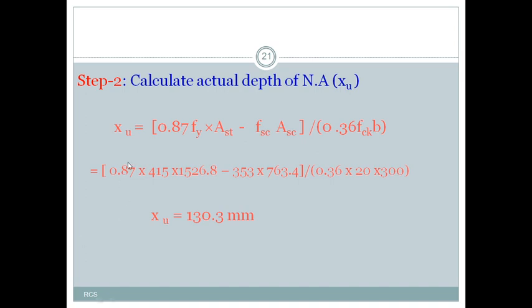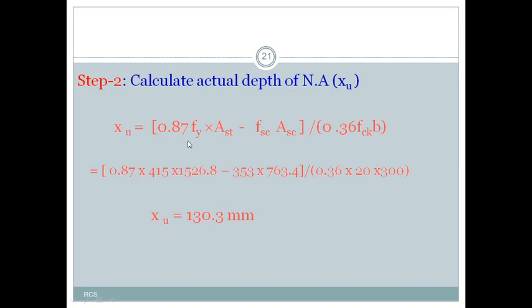After rearranging the terms of those equations, we will get Xu. Xu is equal to 0.87 Fy Ast minus Fsc into Asc, whole by 0.36 fck into b. Substitute the values we have in the given data in this equation. We will get what Xu is.